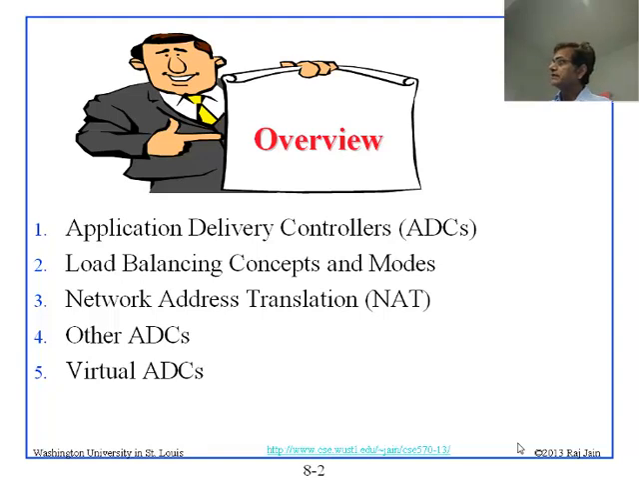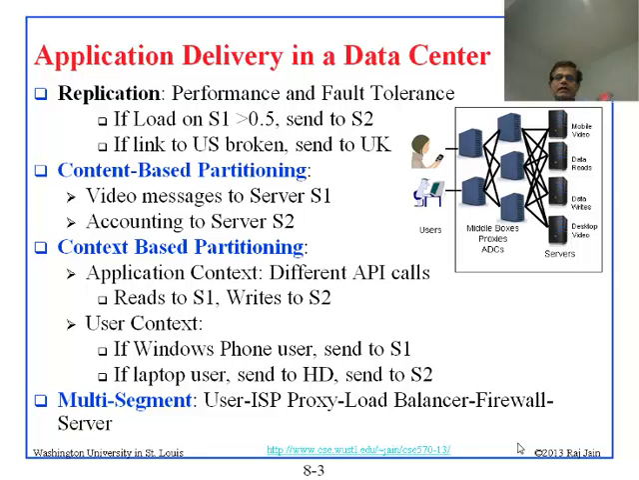Network address translation, that is also used by load balancing and other ADCs, and then we go through lots of other ADCs. So application delivery in the data center, actually there is a lot of what we call replication and partitioning.